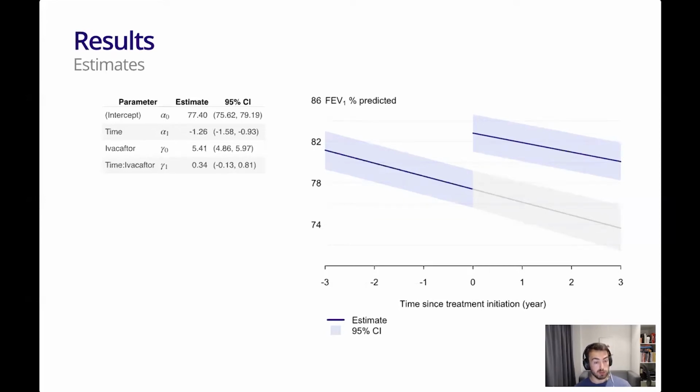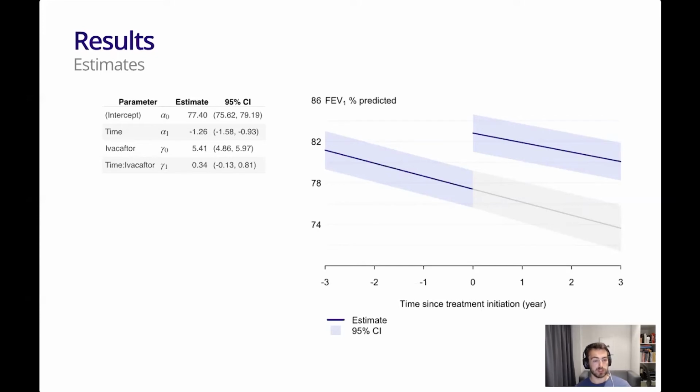In particular, the model estimates that on average, these patients experience a 5.41 improvement in FEV1 % predicted and a decrease in the rate of decline of around 0.34 per year. So it means that after treatment start, we have a lower rate of decline, so a less steep progression.